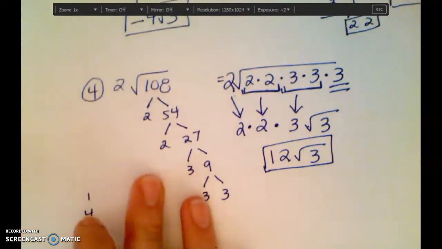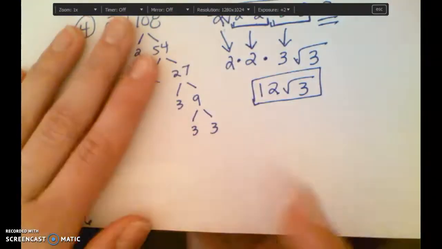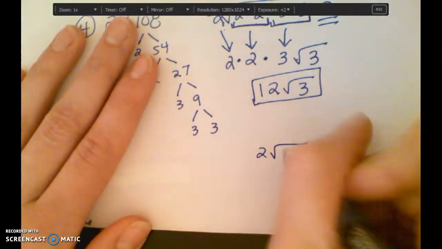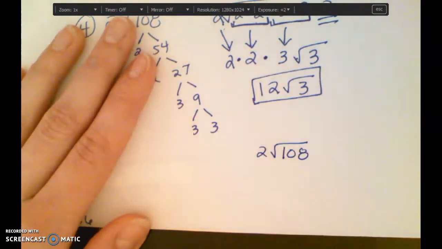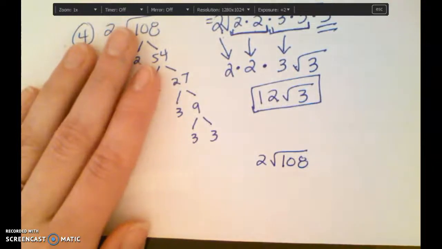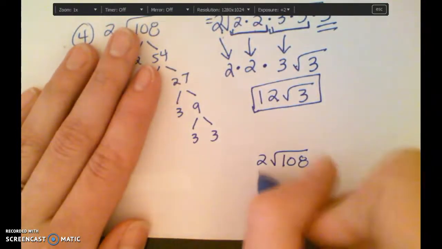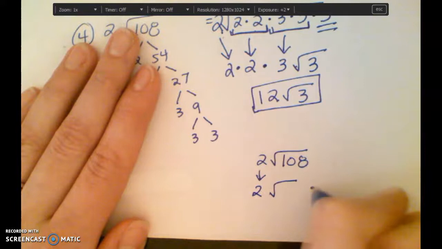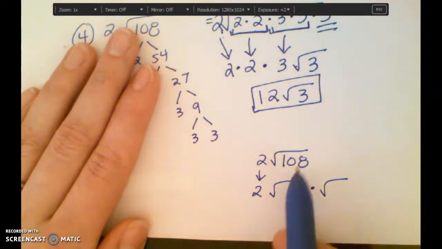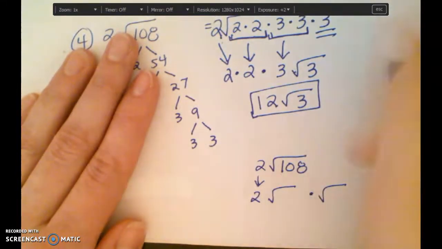So our answer here is 12 root 3. And let's check if you did it the other method. So we have 2 and the square root of 108. Well, of course, we know the other method is finding those perfect squares. So we'll bring down our 2. And we need to find the biggest perfect square that goes into 108. So let's list them out.